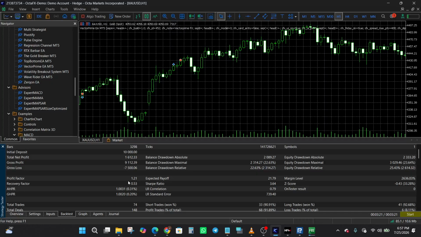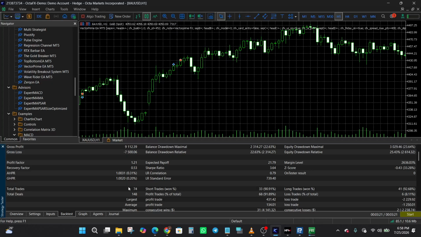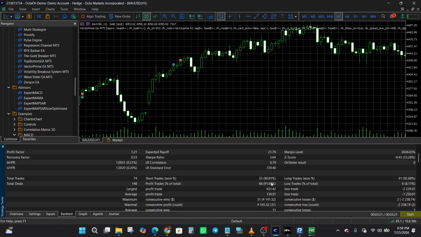The maximum balance drawdown reached 22.63%, with equity drawdown peaking slightly higher at 23.64%. Now, out of 74 total trades, close to 92% were profitable. That's a genuinely high win rate.